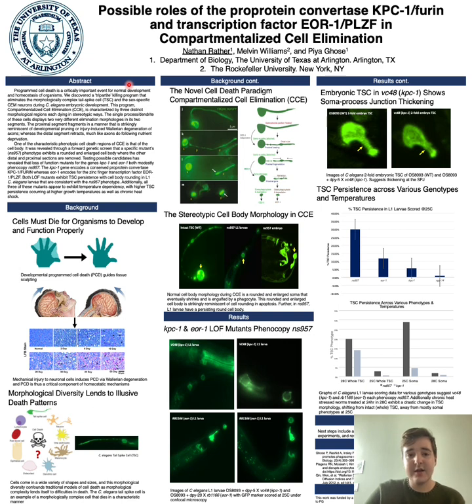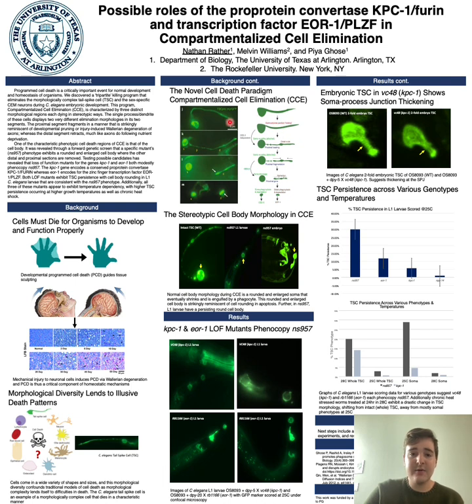We know that the C. elegans tail spike cell undergoes a novel cell death process called compartmentalized cell elimination, in which the cell dies in a tripartite way. There are three distinct compartments, and each of these compartments dies in a stereotypic way: the soma rounds, the process beads, and the distal compartment retracts.